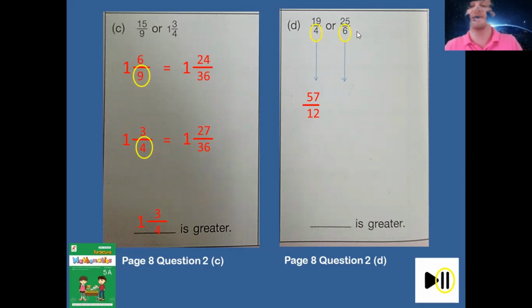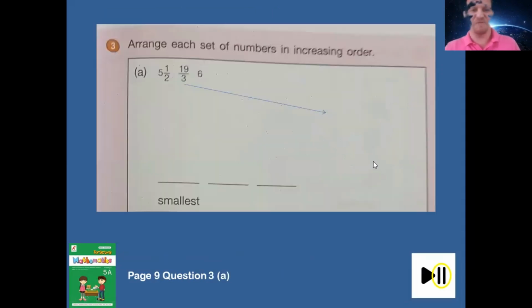And then we would go 6 times 2 gives us 12. 25 times 2 gives us 50. Again, it's very clear to see which improper fraction is greater. So at the bottom, you would write 19 over 4 is greater. Okay, excellent. Let's keep moving.